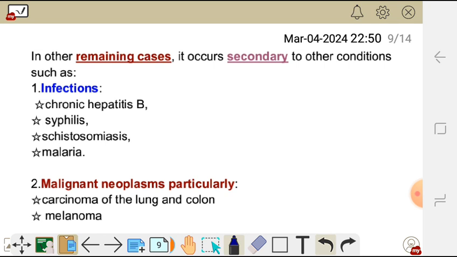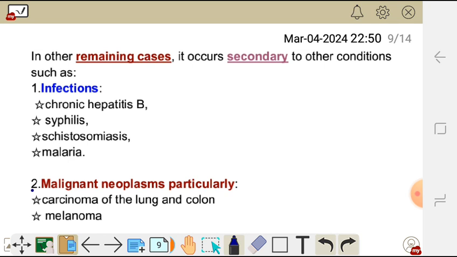20%. So in the 20%, the condition occurs secondary to other conditions, such as, one, infections. So infections such as chronic hepatitis B, we also have syphilis, we also have schistosomiasis, and we also have malaria. So these infections can also lead to membranous nephropathy.